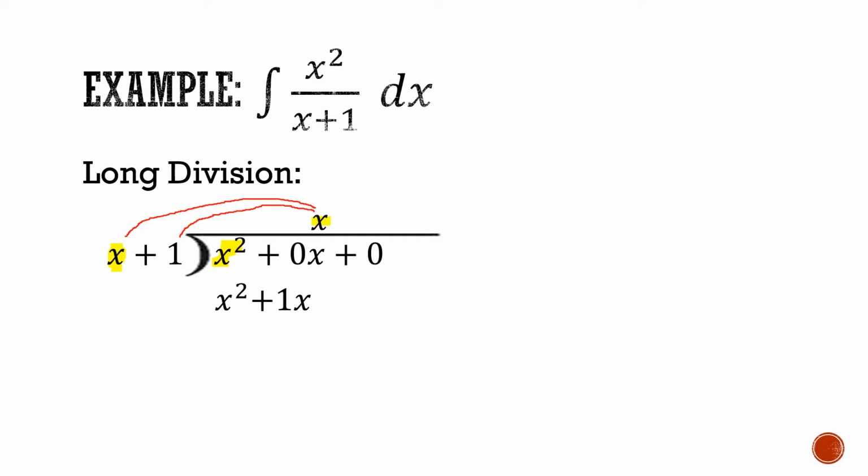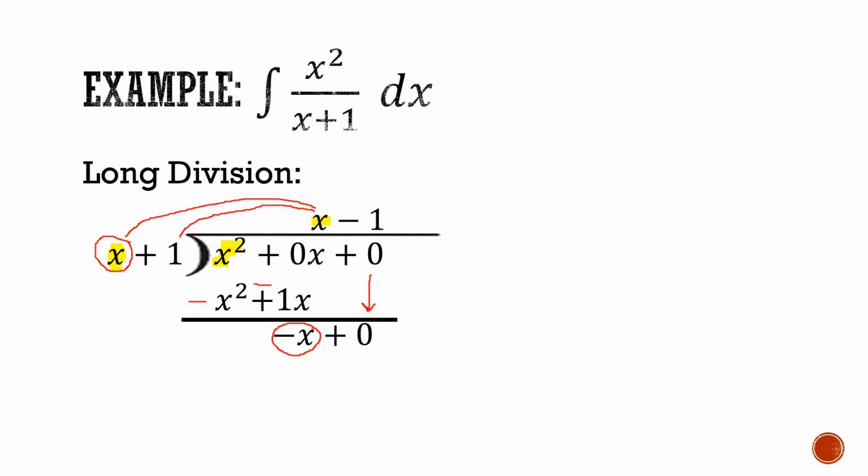So from there, you subtract the two values, so I'm subtracting x squared minus x squared, and I'm subtracting 0x minus 1x. And so when I do that, I'm left with negative x, and then I bring down the 0. So negative x plus 0. So you want to ask yourself again, what do I do to this x to get negative x? Well, you should recognize that if you multiply x times negative 1, you'll get negative x. So I put negative 1 in my quotient.